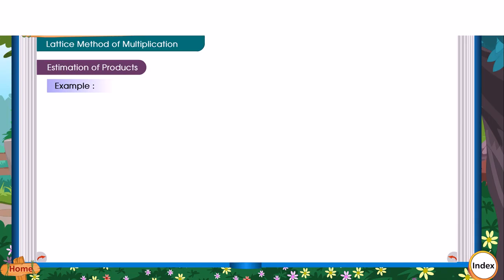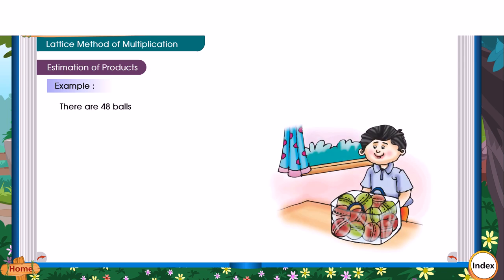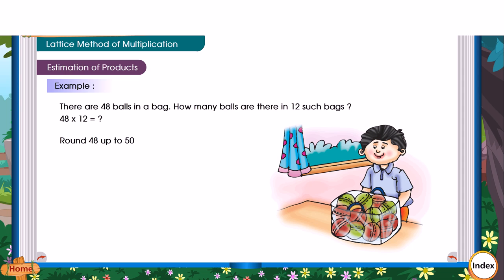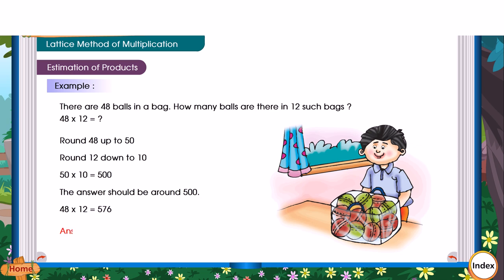Estimate. Example: there are 48 balls in a bag. How many balls are there in 12 such bags? 48 into 12 is equal to how much? Round 48 up to 50. Round 12 down to 10. 50 into 10 is equal to 500. The answer should be around 500. 48 into 12 is equal to 576. Answer: there are 576 balls in 12 bags.